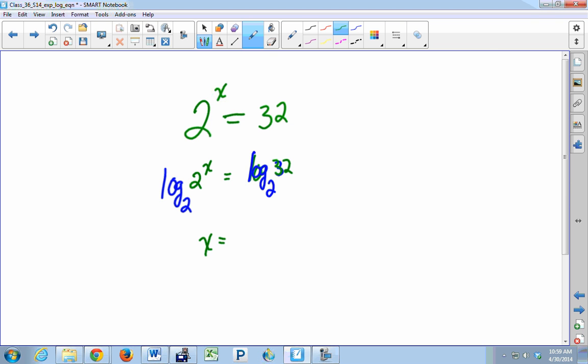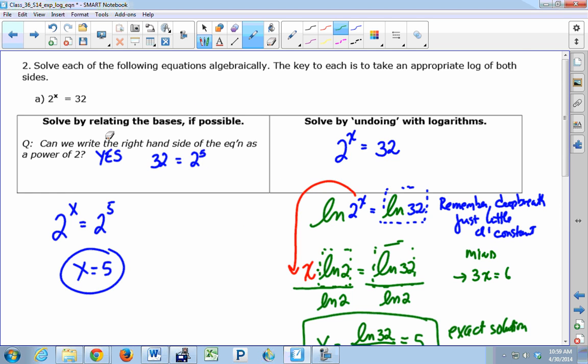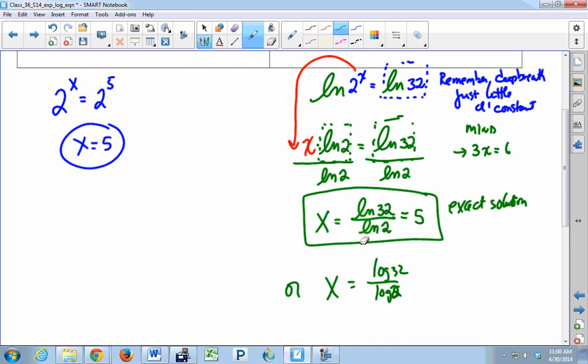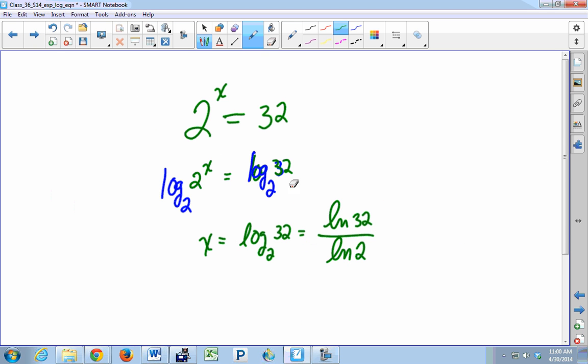And what do I get on this side? Log 2 of 32. So I have to use my change of base formula, right? In order to put this into my calculator. My change of base formula says either use log or natural log. I take the natural log of 32 and I divide it by the natural log of 2. Voila, exactly the same answer that I got back here. Okay, so as you can see, it doesn't really matter which log we use on both sides. The most important thing is that we use the same log, the base of the same log on both sides.